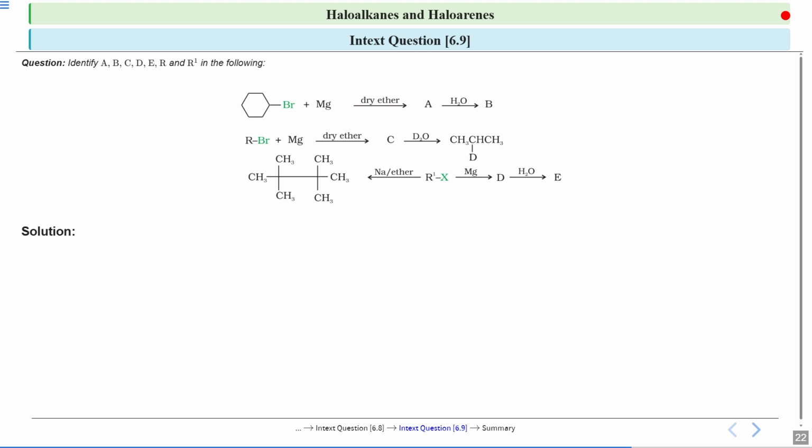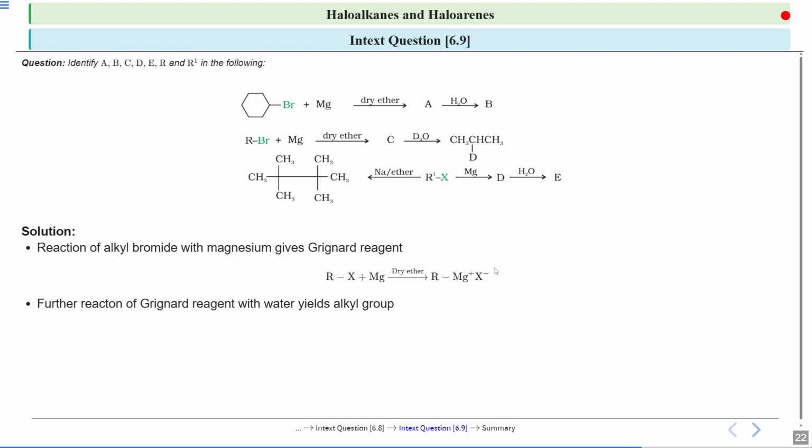Okay, so for this question, the reaction of an alkyl bromide with magnesium gives a Grignard reagent. If you react any alkyl bromide with magnesium in the presence of dry ether, you will get a Grignard reagent, RMgX. Remember, we have studied this. So any RX, when reacted with magnesium in the presence of dry ether, gives R-Mg positive, X negative. If X is bromine, you get R-Mg positive, Br negative. So alkyl halide reaction with magnesium gives a Grignard reagent.